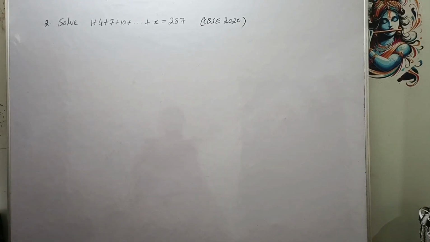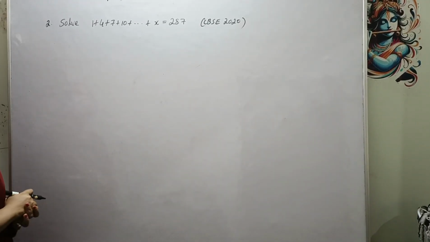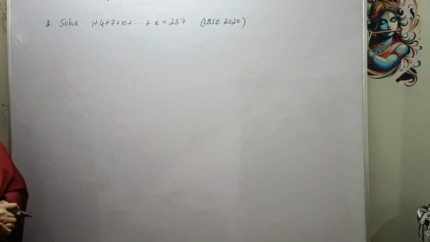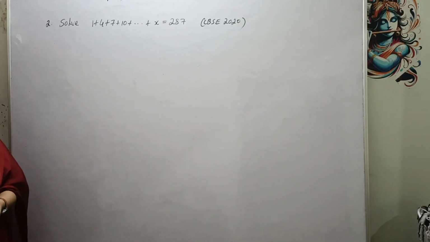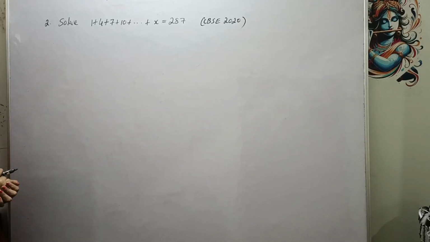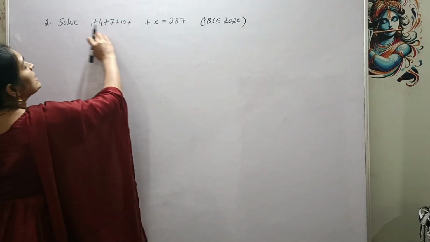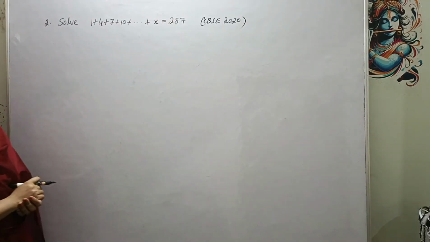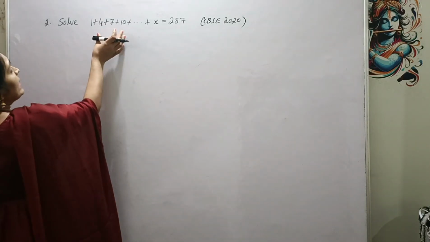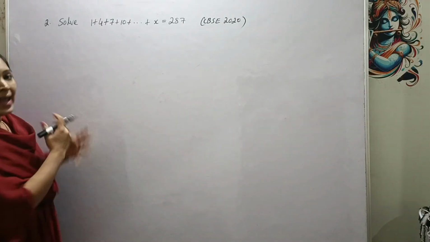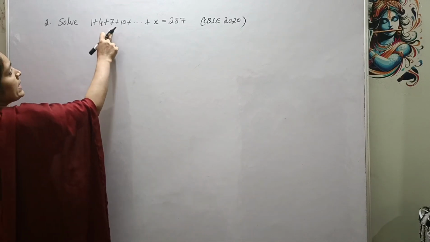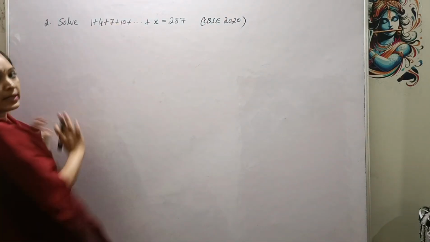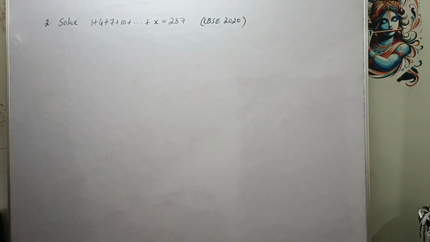Look at this question. Solve 1 plus 4 plus 7 plus 10 plus etc. plus x is equal to 287. Solve for this one means find the value of x. And here it is given that sum of these numbers is 287. And here we can see these numbers are in AP. That is 1 plus 3, 4, 4 plus 3, 7, 7 plus 3, 10. Right. So it is in AP.